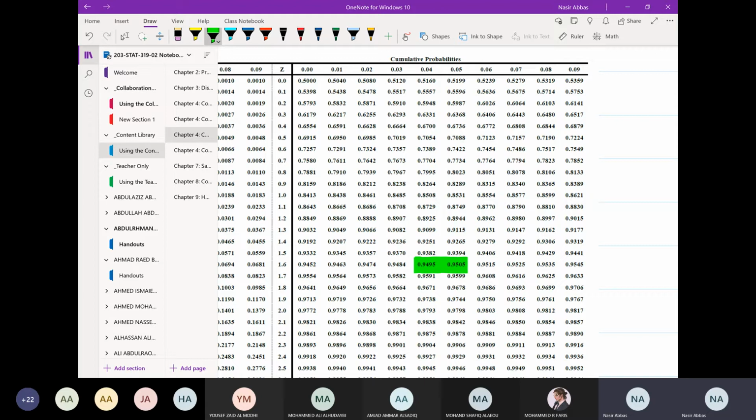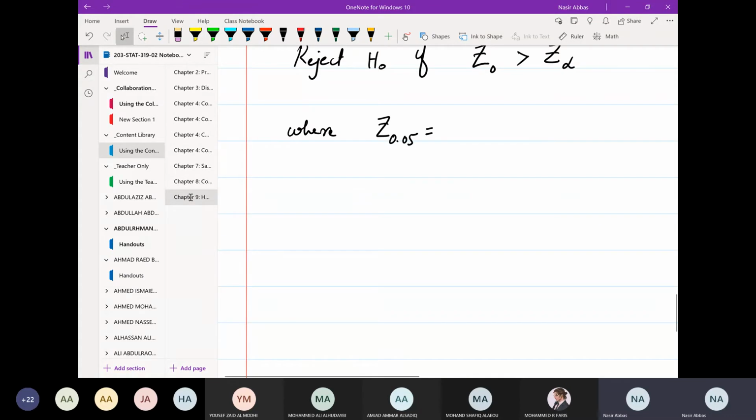1.645 is the best thing I should do. But in the exam, if you take 1.64, it will not be wrong. If you take 1.65, it will not be wrong. Anything between 1.64 and 1.65 for this specific value of alpha will be acceptable. Other than that, it will be wrong. So the best thing I'll do is take Z alpha equals 1.645.